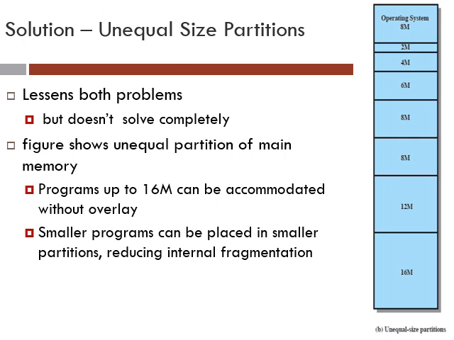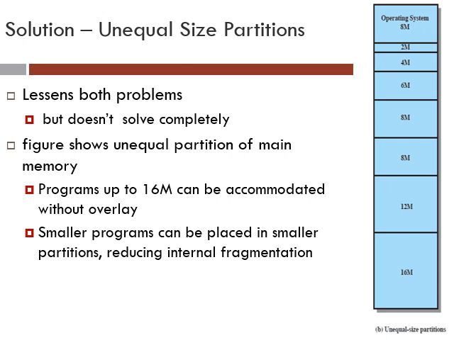The problems of equal size partitioning were: 1. The process may not fit into a partition, and 2. Internal fragmentation or unused space within the partition. Using unequal size partitions solves both the problems to an extent, but not completely.